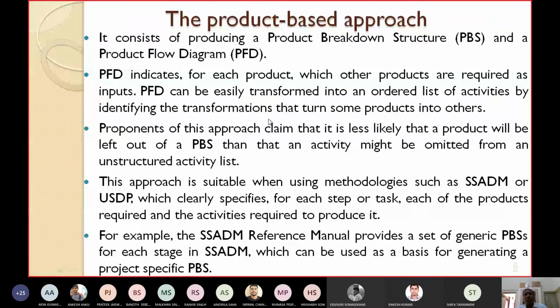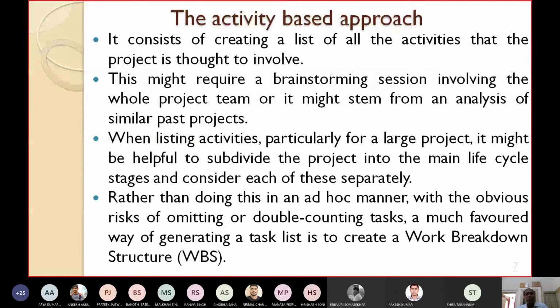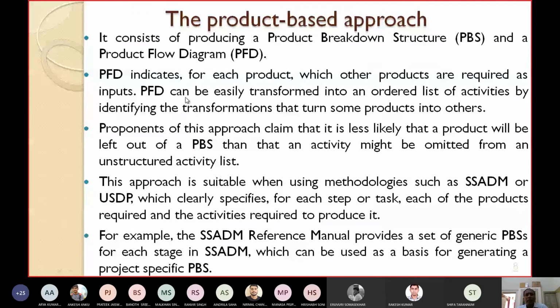PFD can be easily transformed into an ordered list of activities by identifying the transformations that turn some products into others. This product flow diagram can be easily transferred into an ordered list of activities. What is our objective? The final output desired is a list of activities. In the previous approach, we used an activity-based approach. Here we are using a product-based approach. So here the PFD can be easily transferred into a set of activities. How? By identifying the transformations that turn some products into others. So what are the transformations?